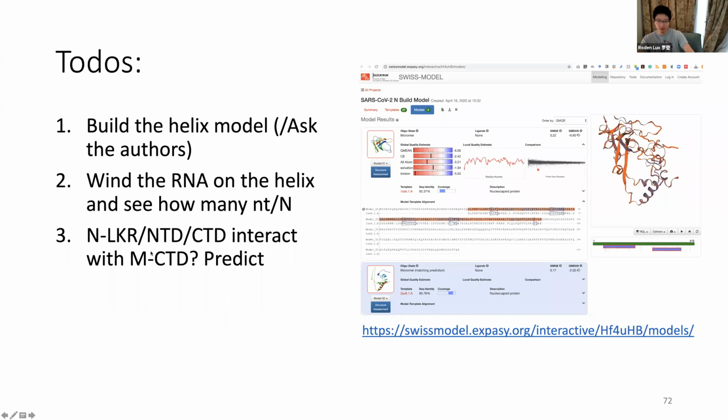So we might be able to do that, but the problem of the LKR interacting with the M-CTD domain is that the LKR has no specific interacting domain to the C-terminal domain, because it's an IDR, an intrinsically disordered region. Might have none, but might have as well. So I think we can do some protein-protein interaction prediction for the NTD and M-CTD, or the LKR and CTD as well.